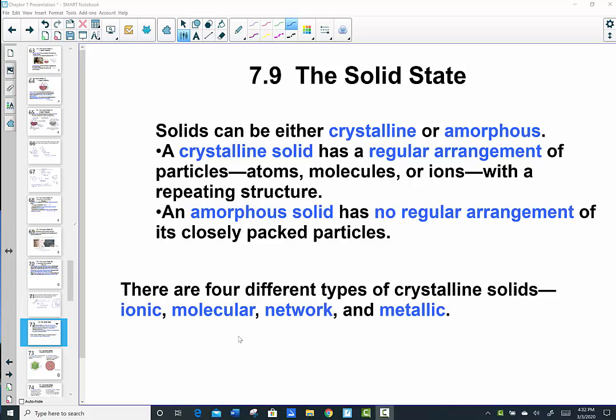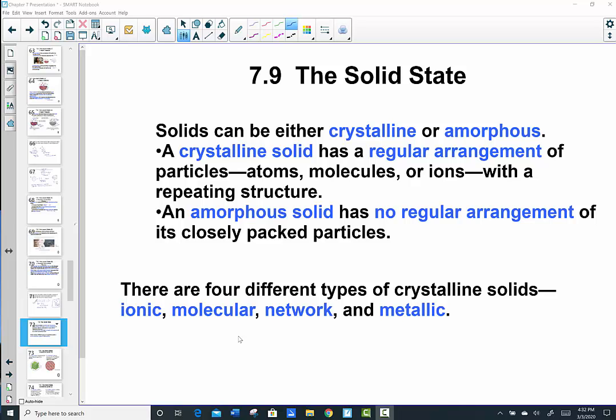We're picking up our Chapter 7 lessons now with our third state of matter called the solid state. We realize that solids are very rigid, fixed position compounds, and we can classify them based on the organization or disorganization of their shapes. Solids can be crystalline or amorphous. Let's define the term crystalline as a solid that has a regular arrangement of particles, and those particles can either be atoms, molecules, or ions, but it has a definite repeating pattern.